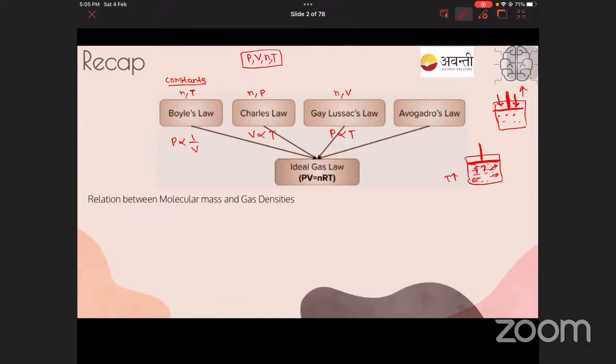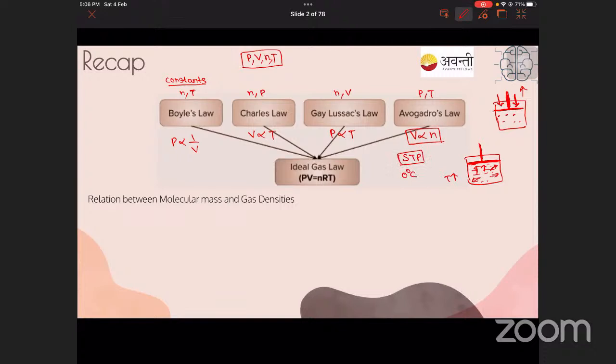Now, come to Avogadro's law. What are the constant terms here? Pressure and temperature. If pressure and temperature are constant, we relate volume and number of moles. Volume is directly proportional to the number of moles. How are we saying that? In Avogadro's law, we consider STP conditions. Do you remember? What are the STP conditions?